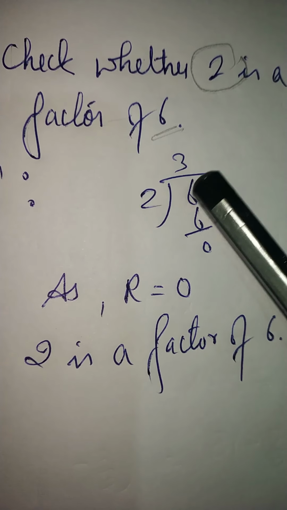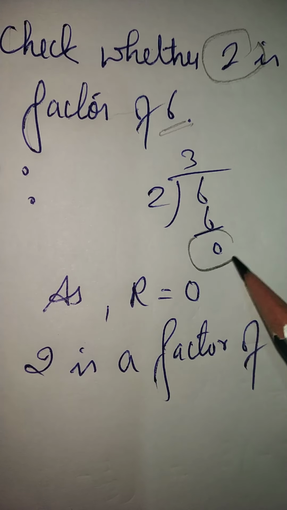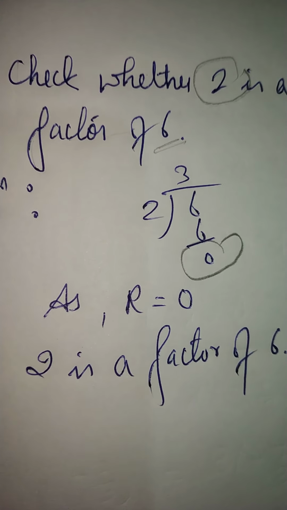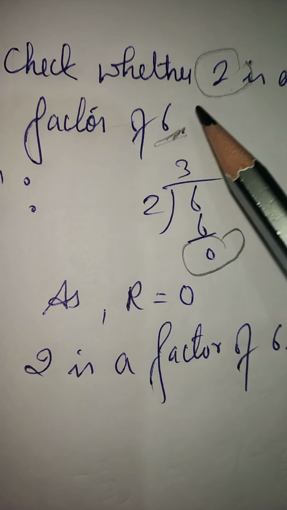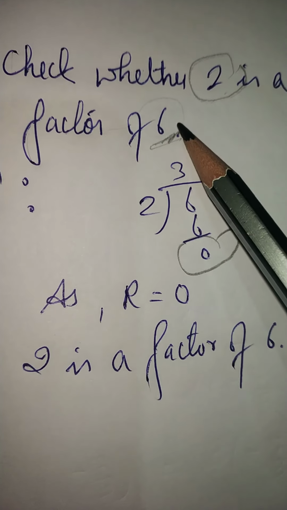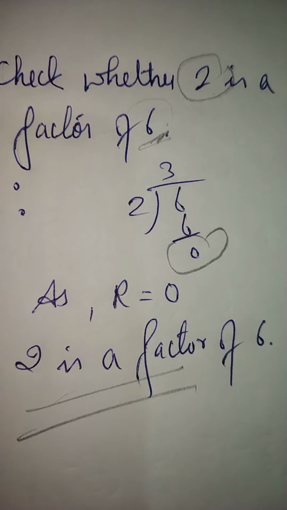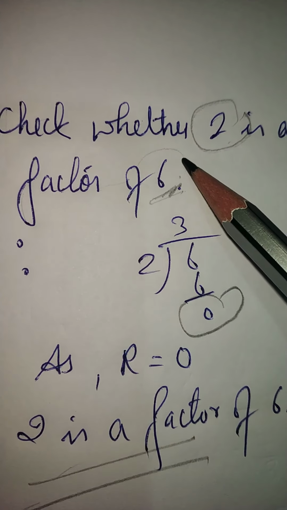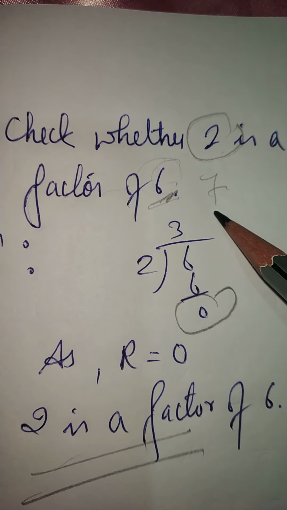So, when we divide 6 by 2, we get 0 as remainder. Okay, we got 0 as remainder. That means 2 exactly divides 6. If 2 exactly divides 6, then 2 is a factor of 6. Is it clear? But in this case, instead of 6, if you have 7, will 2 exactly divide 7?